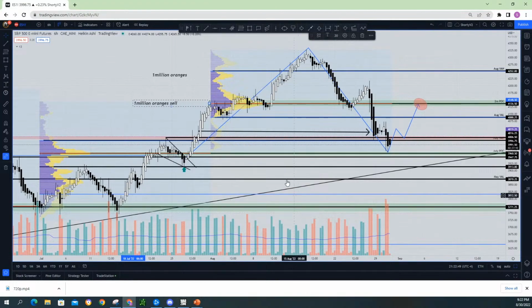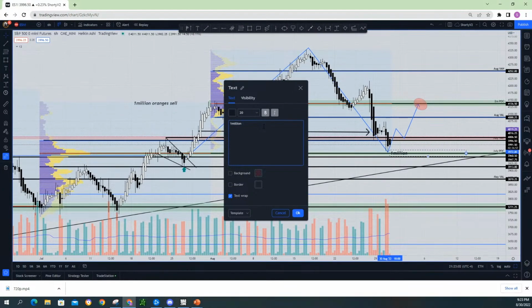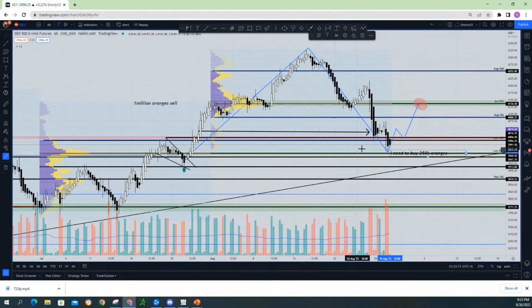Okay, if I have 1 million oranges to sell, and we don't know these levels, just so you know, we do not know their intentions or positions. Nobody does. If they tell you they do, you run away from that person. And right here, this guy is like, man, I need to buy 250,000 oranges. Well, do you think he's going to be able to buy 250,000 oranges just here on this level?